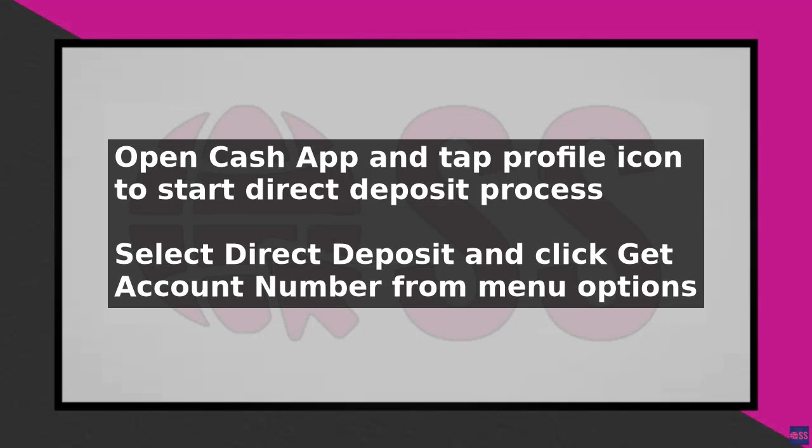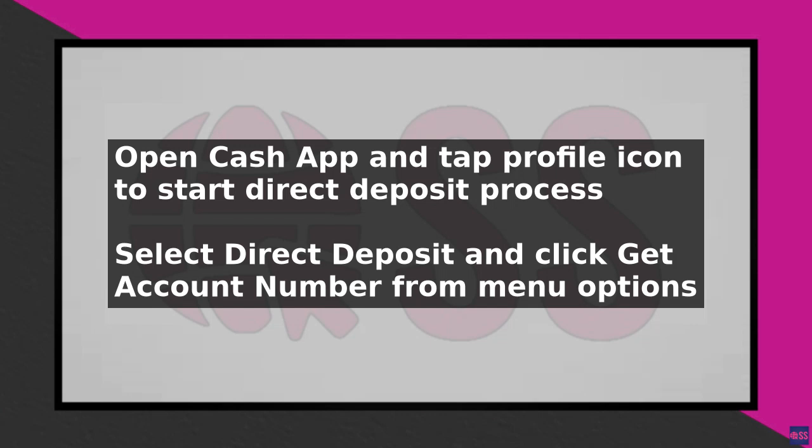To set up Cash App Direct Deposit, start by opening the Cash App on your mobile device and tapping on the profile icon in the top left corner. From the menu, select Direct Deposit and then click on Get Account Number. This will prompt you to provide your employment information, including the name of your employer and your job title.